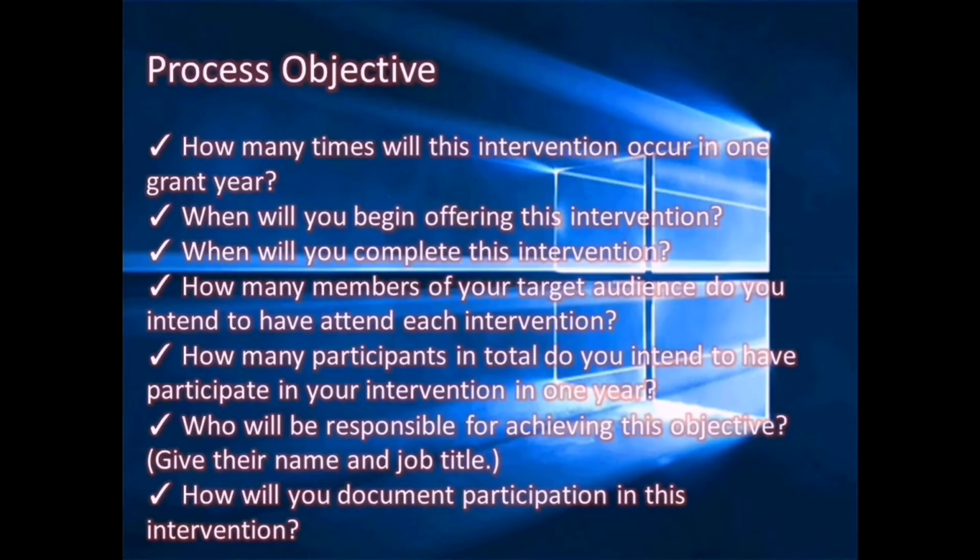Process objective. How many times will this intervention occur in one grant year? When will you begin offering this intervention? When will you complete this intervention? How many members of your target audience do you intend to have attend each intervention? How many participants in total do you intend to have participate in your intervention in one year? Who will be responsible for achieving this objective? Give their name and job title. How will you document participation in this intervention?